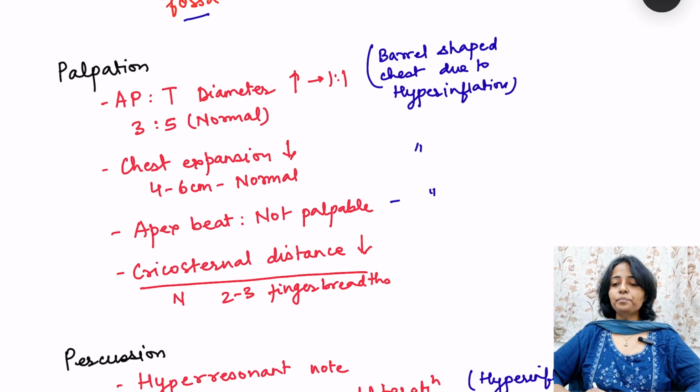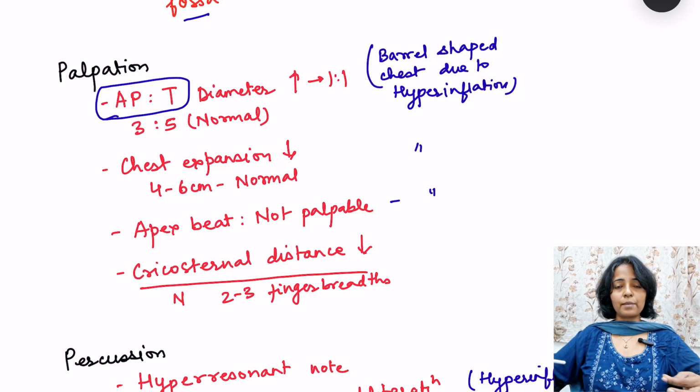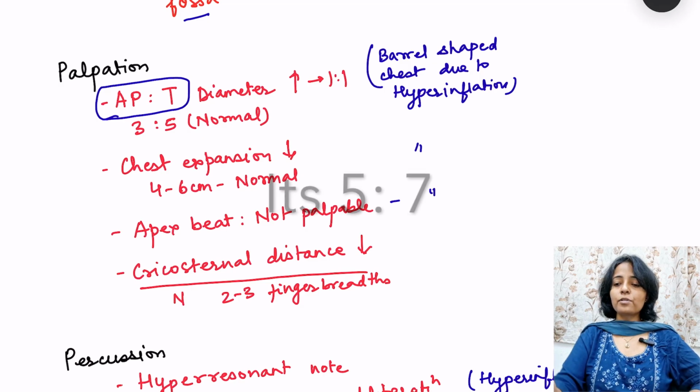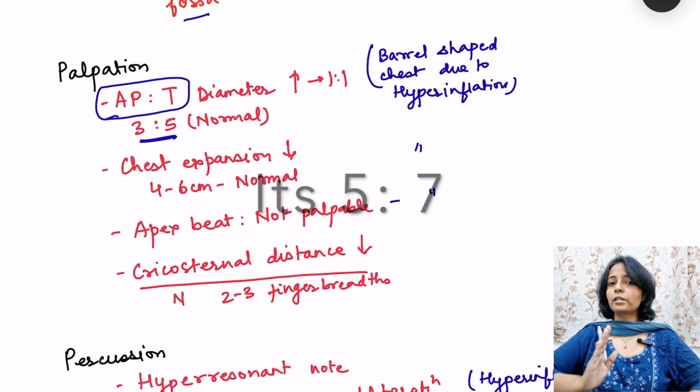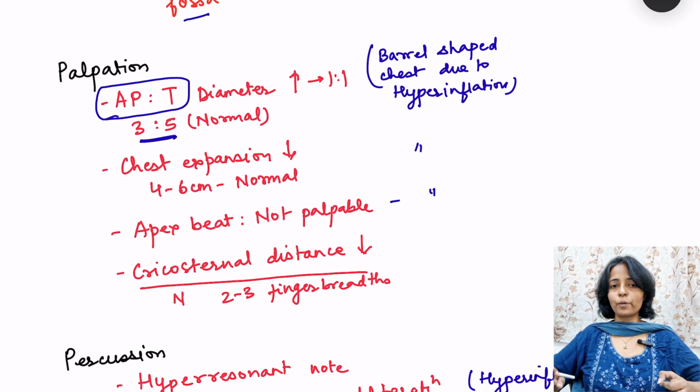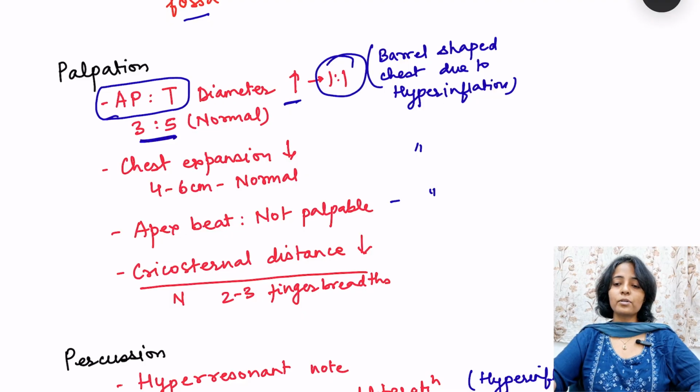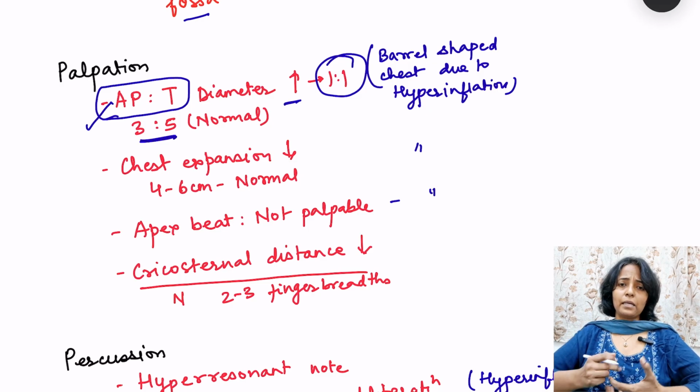What will we see in palpation? The anteroposterior to transverse diameter of the chest. We see the anteroposterior and transverse diameters and calculate the ratio. Normal ratio is 3:5. Anteroposterior diameter is less, transverse diameter is more. In case of hyperinflation, the patient becomes barrel chested. This ratio actually increases to 1:1 because the anteroposterior diameter also increases. Again, this is a sign of hyperinflation, basically the air trapping in the lungs. So, barrel shaped chest due to hyperinflation.